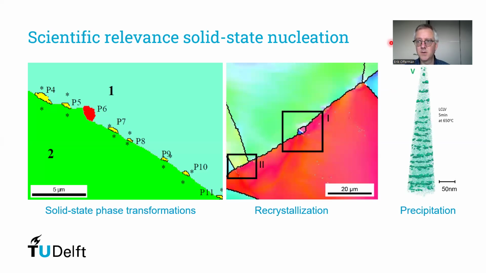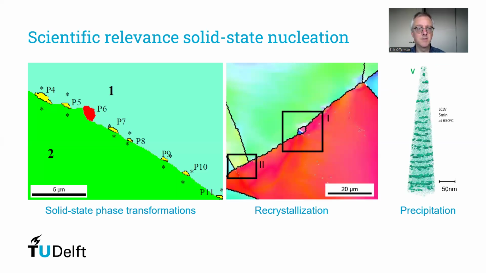So why is solid-state nucleation scientifically relevant? Well, all solid-state phase transformations start with a nucleation phase. And here you can see two FCC grains with BCC nuclei having special crystallographic orientation relations with their parent grains, as indicated here by the asterisks.